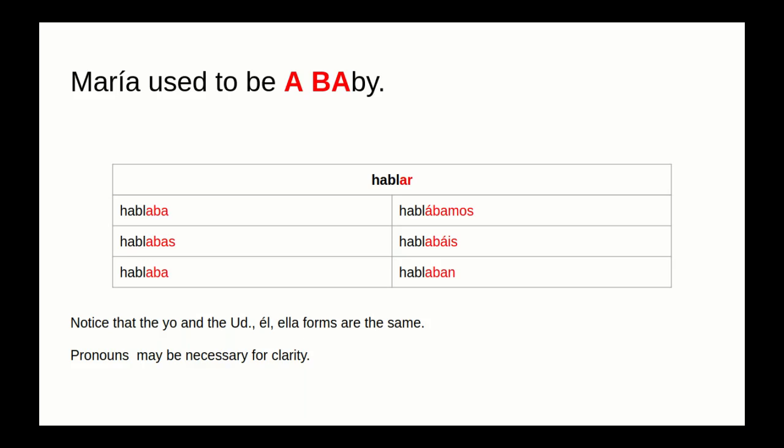Take off the AR and add ábamos to the end, and I get hablábamos. We used to speak, or we were speaking. Take the AR off and add abais, and you get hablabais. Hablabais means y'all used to speak, or y'all were speaking. And then replace the AR with the aban, and we get hablaban. They used to speak, or you all formal used to speak, or were speaking.